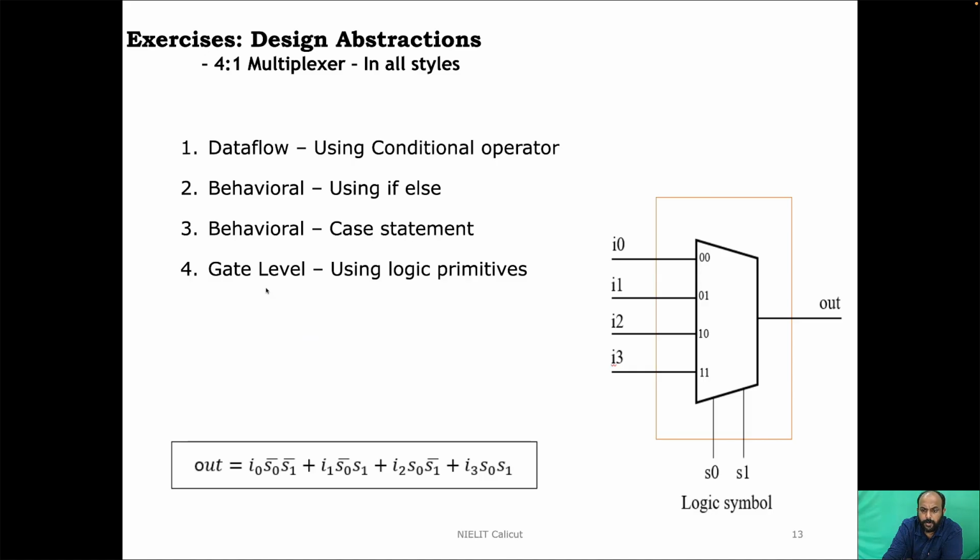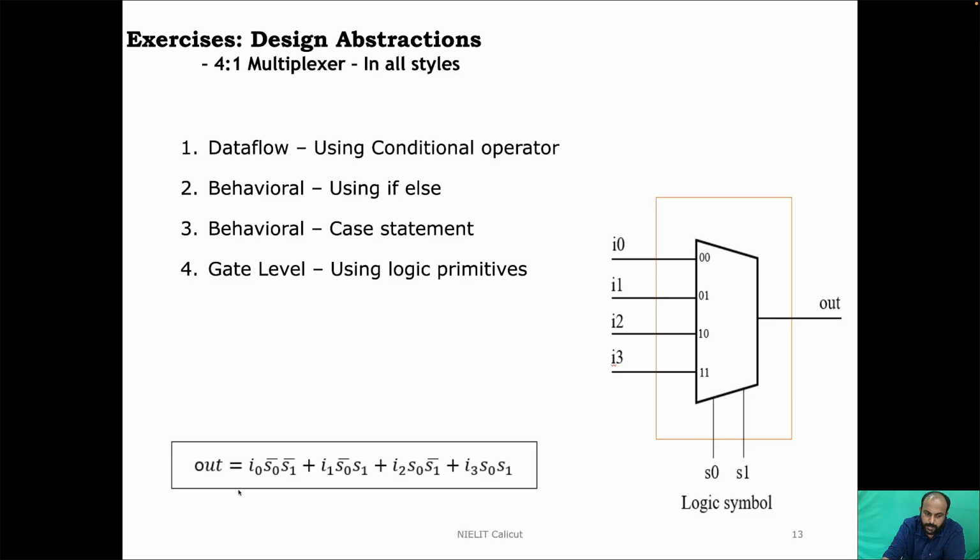Now, to impress upon the design abstractions, let us extend our complexity to a 4:1 multiplexer. So for the 4:1 multiplexer, the specification given is like this. It has 4 data inputs, I0, I1, I2, I3, and 2 select inputs, S0 and S1. They are connected in such a way that when S0, S1 is 0, 0, I require I0 in the output. When S0, S1 is 0, 1, I require I1. When S0, S1 is 1, 0, I require I2. When S0, S1 is 1, 1, I require I3 in the output.